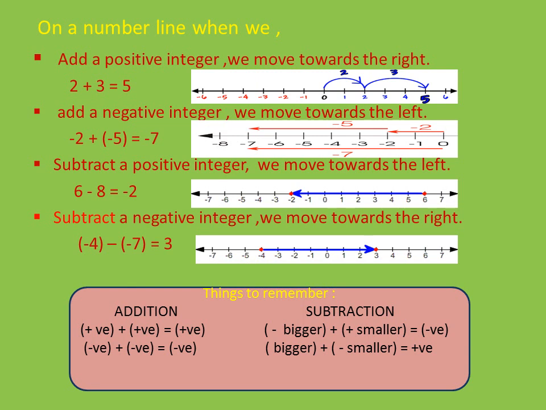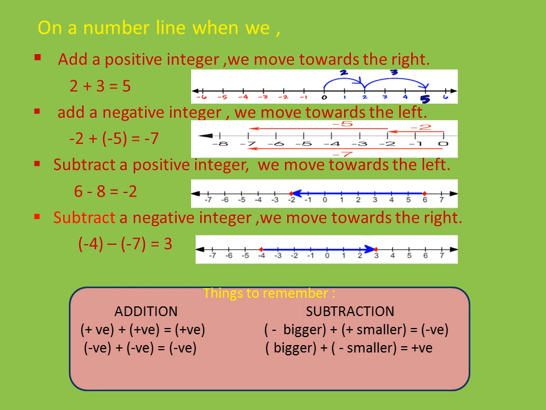Now with the help of the number line, you have done the addition and subtraction of integers in your previous class. So I just want to discuss it here also to recapitulate that. On a number line, when we add an integer which is positive, we move towards the right. As you can see here, when 3 is added to 2, we move towards 5, which is at the right side of 2. When we add a negative integer, we move towards the left. That is, when minus 5 is added to minus 2, we get minus 7, and minus 7 is at the left side of minus 2.